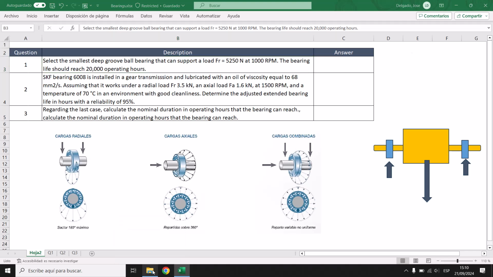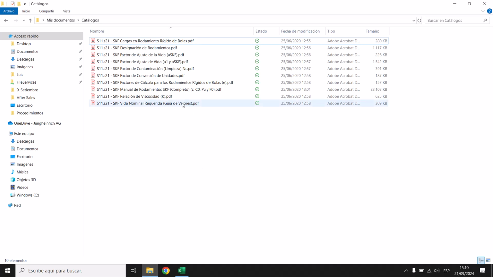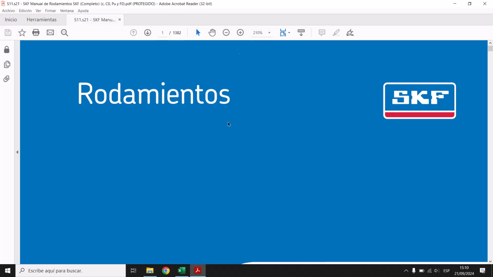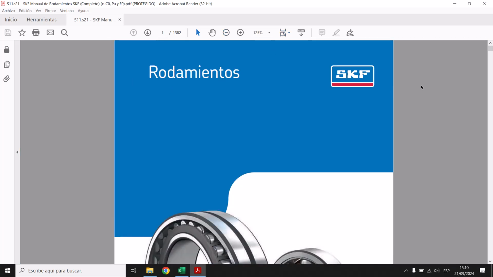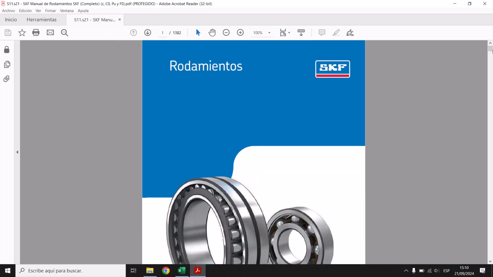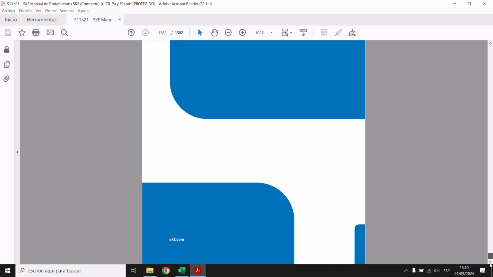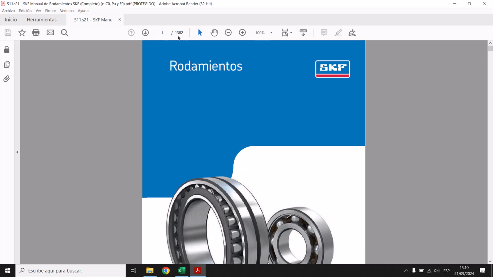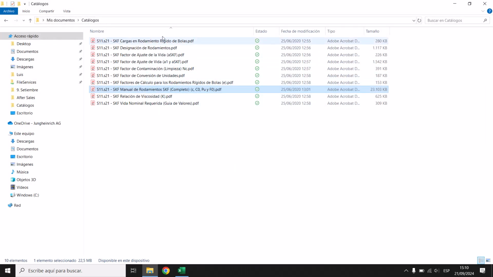On the SKF page you can download all these PDF files. This is in Spanish, but I'm going to explain each one, and we're going to use all this information. As you can see, this is more than 1,000 pages, so that's the reason why I divided it into all the information that we're going to need.